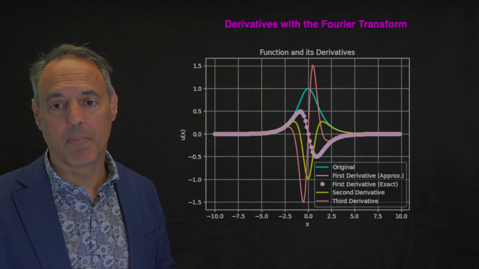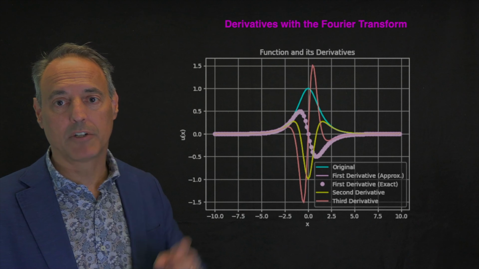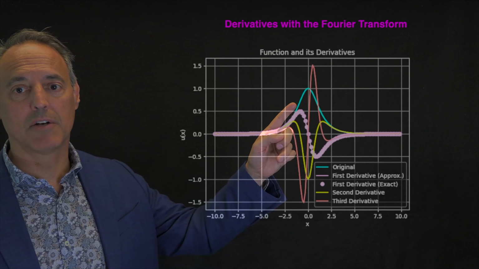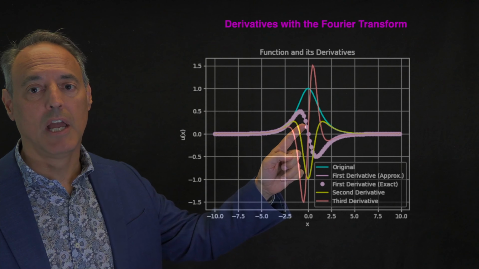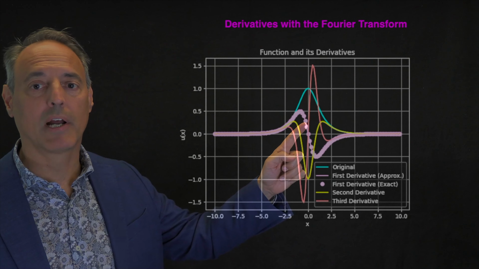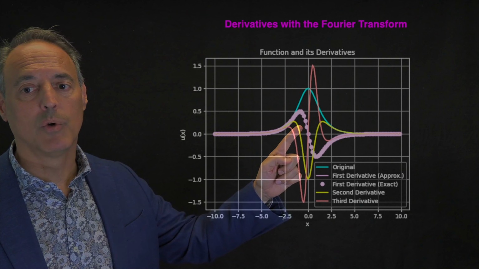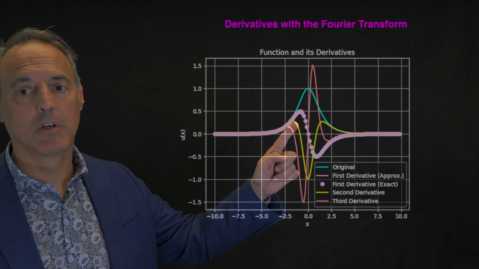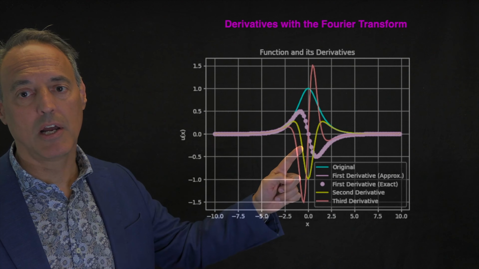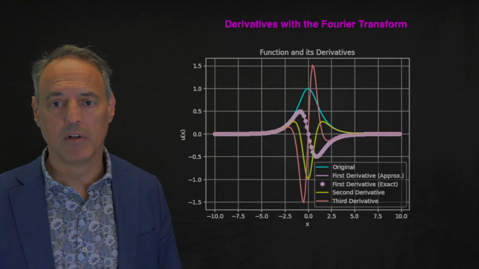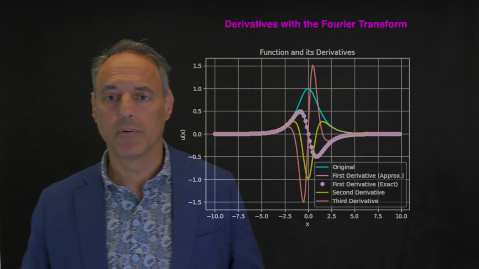So here are the comparisons. The original function is this blue here, so it's just a Gaussian. And then you start seeing, for instance, the first derivative is in pink here, and we've plotted directly on there the dots, which are the exact solution, and then the approximation, which is a line, and the second and third derivative there as well. In fact, these are highly accurate derivatives for these functions.